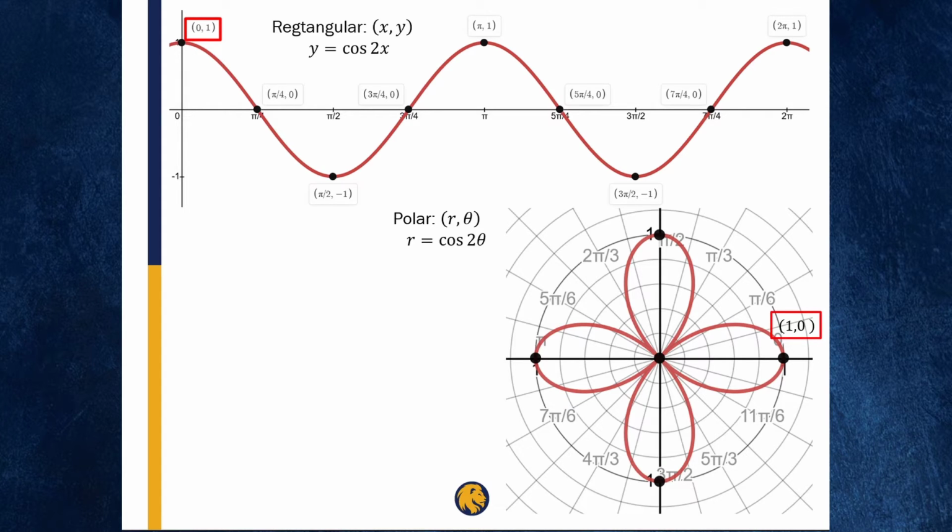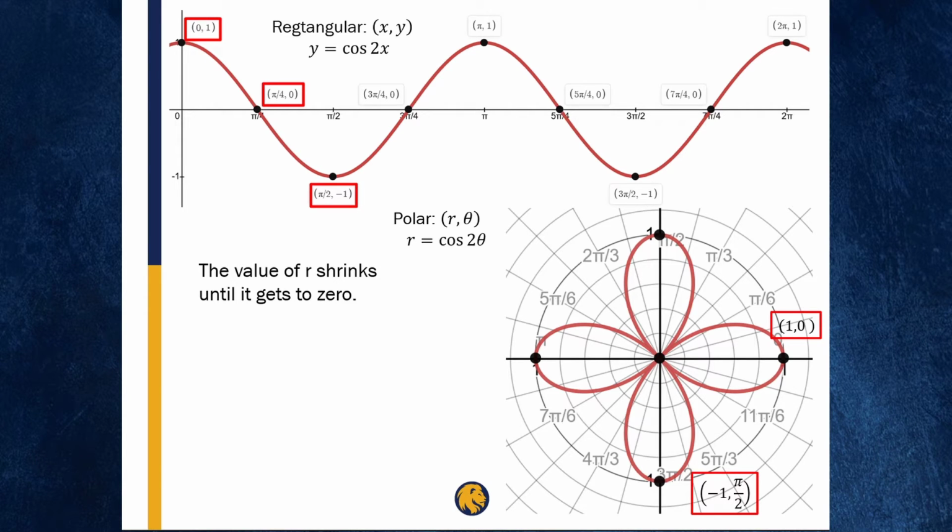So starting from the point 1 comma 0 in polar form, the value of r will shrink until it gets to 0. And that relates to the pi over 4 comma 0 in the rectangular graph. And then it's going to go all the way to negative 1 as it goes down. And in polar form, the negative 1 comma pi over 2 is actually going to be down here at the bottom. Due to the fact that r is negative, that's where we would have to put it. And then the values will go from 0 back all the way up to 1 again.